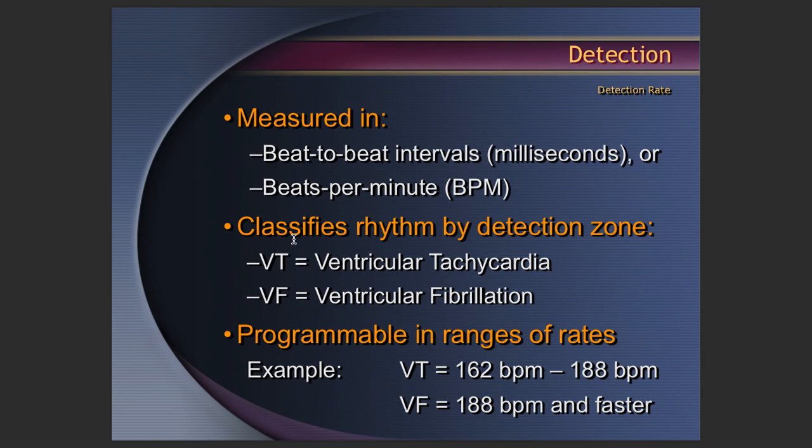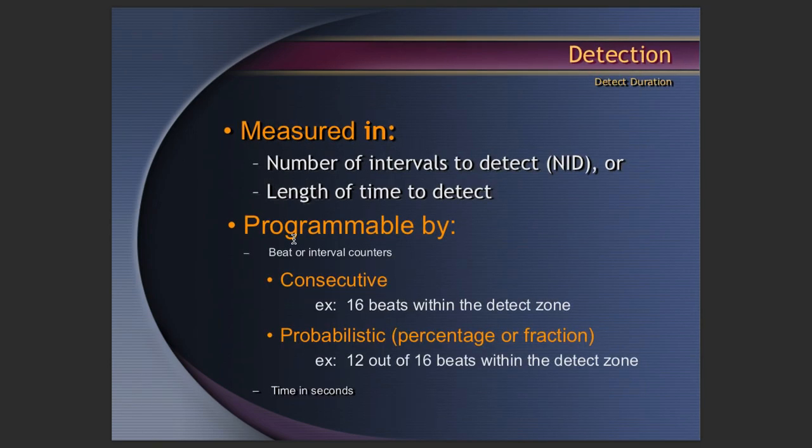It is going to classify the rhythm by detection zone into two zones: the ventricular tachycardia or the ventricular fibrillation. You can program the range of the rates, so you have to keep a range of the heartbeat. For VT, you try to keep it at around 162 to 188 beats per minute. Similarly, for VF, it is 188 beats per minute and even faster.